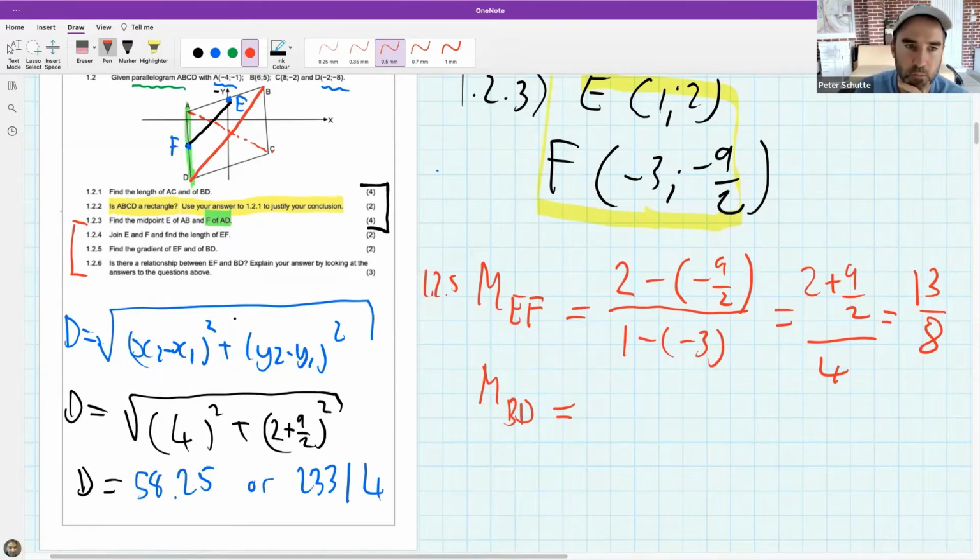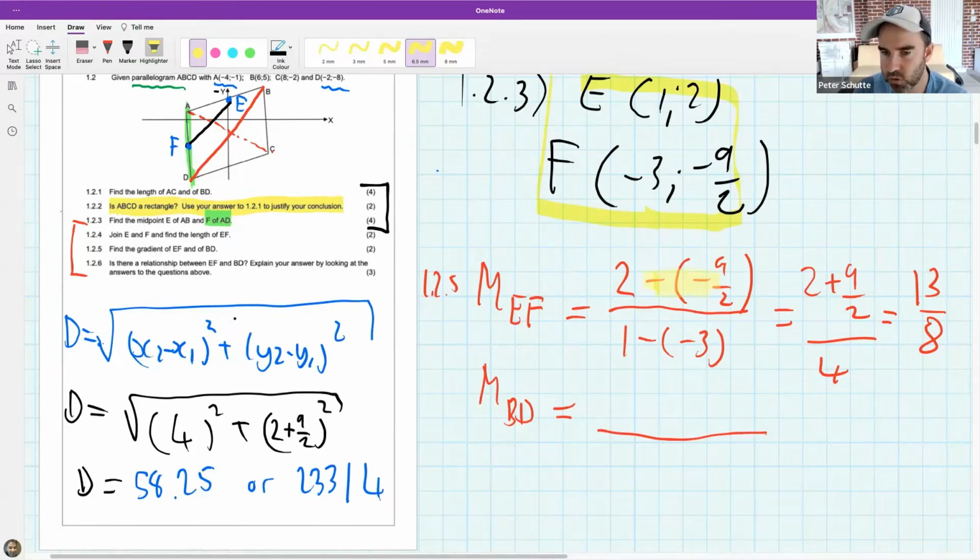Now, what about BD? Mr. S? Yeah? Sorry to interrupt you. Could you please explain how you calculated the distance for EF, why the sign became a plus 9/2 and didn't stay? Oh, okay, so it's the gradient formula. But that's fine. What you have is a double negative here. So 2 negatives give you a positive.